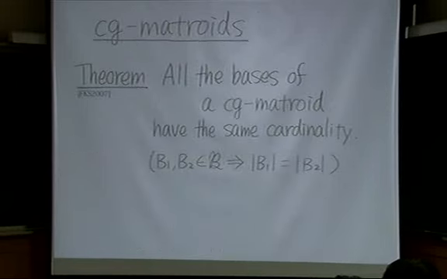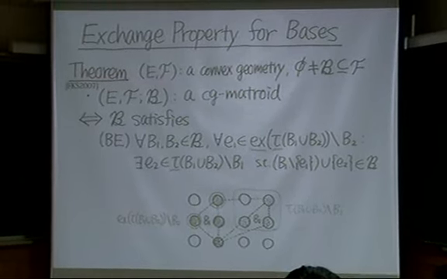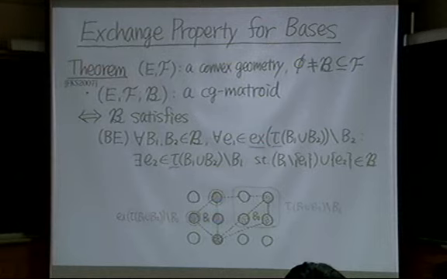Okay, now this is the first theorem for CG matroids. It is the following: all the bases of a CG matroid have the same cardinality. This is a very fundamental result on CG matroids. And the next theorem is more interesting and important. This is called the exchange property for bases. Let (E, F) be a convex geometry and script B be a family of closed subsets. Then this is a CG matroid if and only if script B satisfies the following exchange property.